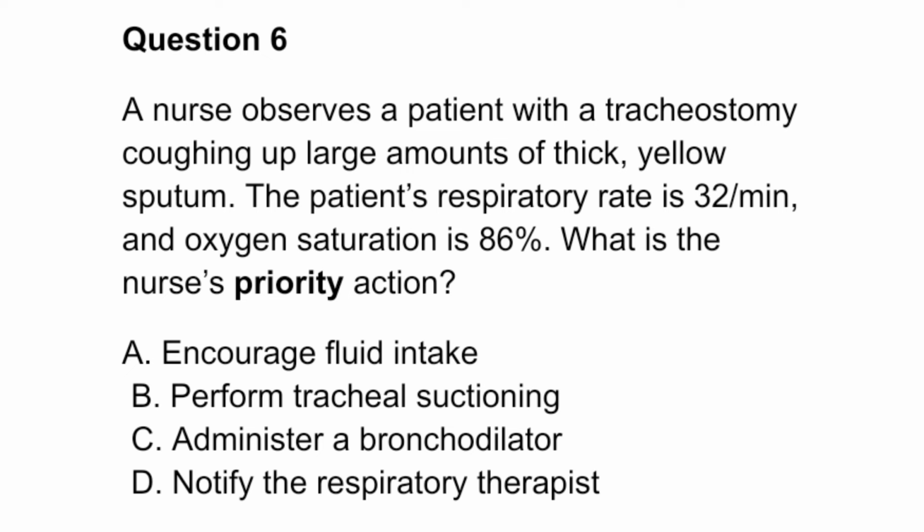Question 6. A nurse observes a patient with a tracheostomy coughing up large amounts of thick, yellow sputum. The patient's respiratory rate is 32 per minute, and oxygen saturation is 86%. What is the nurse's priority action? A. Encourage fluid intake. B. Perform tracheal suctioning. C. Administer a bronchodilator. D. Notify the respiratory therapist.